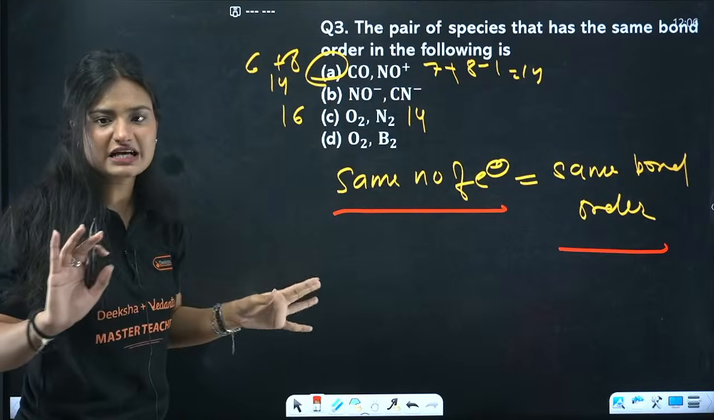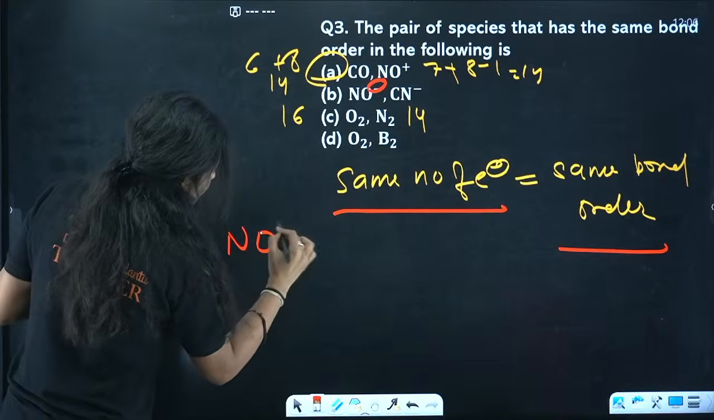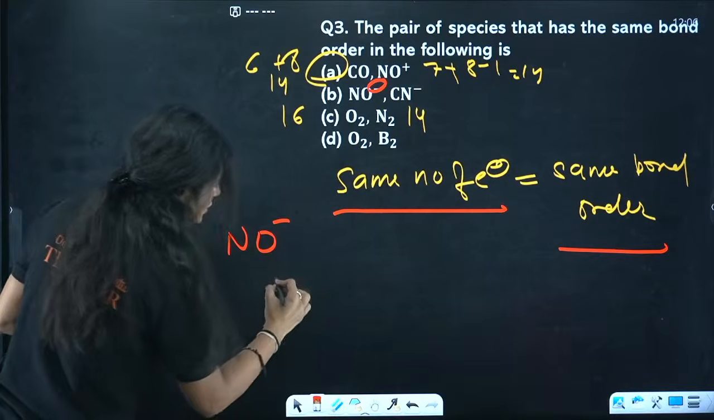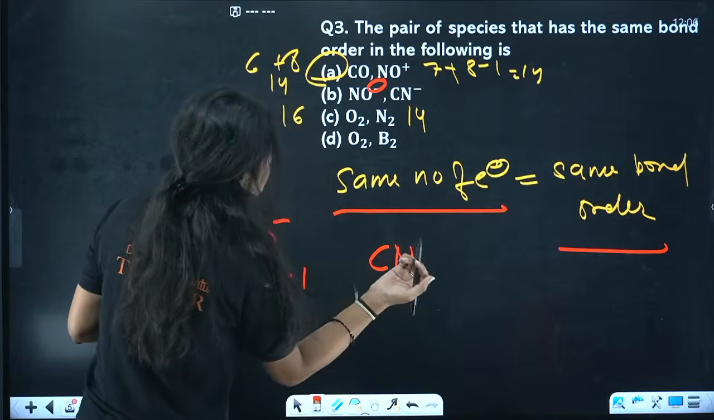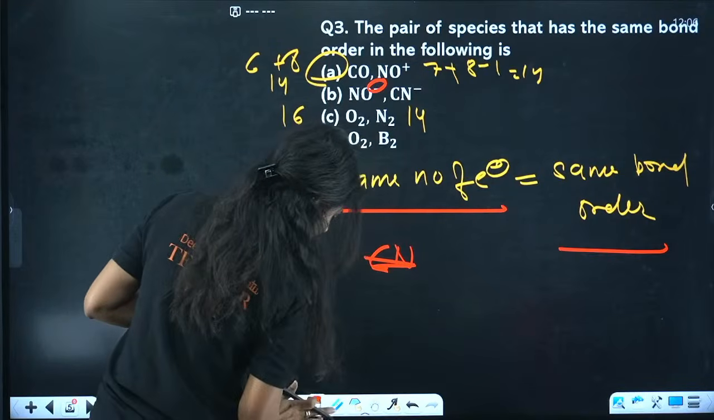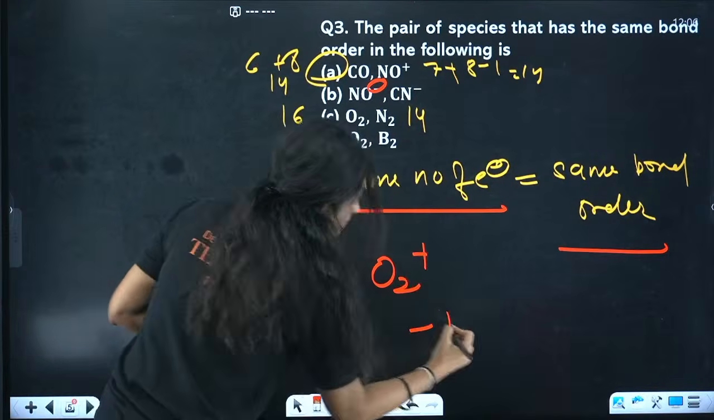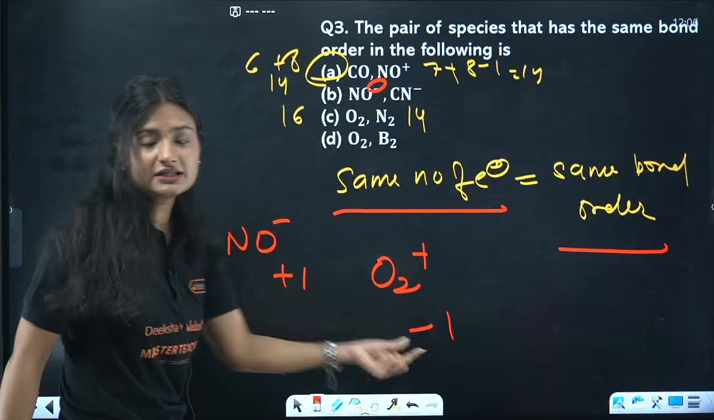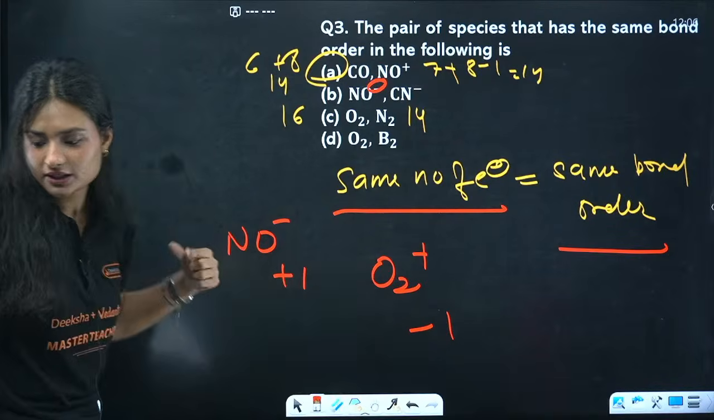Remember, some of you were asking that. Whenever you have a minus charge, let's say NO negative, you add that charge, and whenever you have a plus charge, let's say O2 positive, you just subtract that charge. How much charge is there? If it is minus, you add it. If it is plus, you subtract it. Remember that.